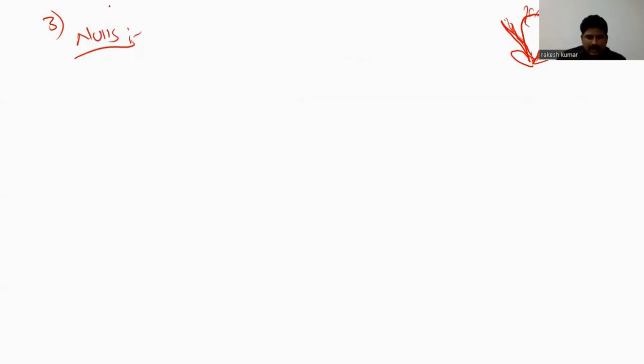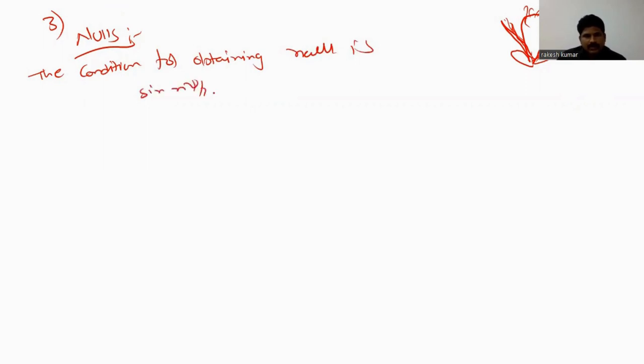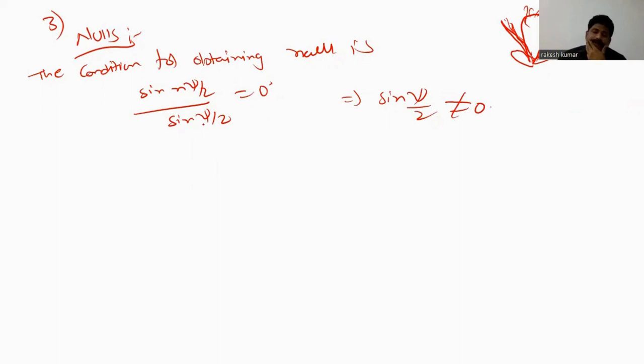So the condition for obtaining null is sine of n psi by 2 by sine of psi by 2 should be equal to 0. If I want to satisfy this equation, sine of psi by 2 should not be equal to 0, because if sine psi by 2 is equal to 0, 1 by 0 is nothing but infinity. So the only chance is sine n psi by 2 should be equal to 0.